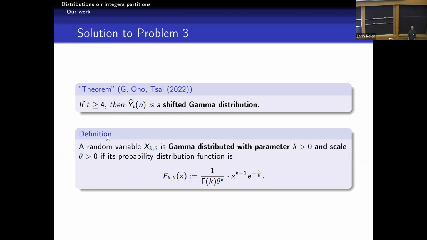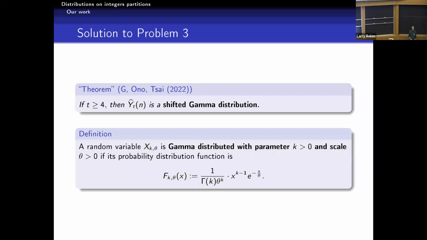Basically, a definition: a random variable is gamma distributed. You've got two parameters, a shape parameter k and a scale parameter theta, and you end up getting this particular distribution function. So you've got an exponential part, a polynomial part, and then we're scaling everything by this gamma term. Okay, so this is what it means for a random variable to have a gamma distribution.